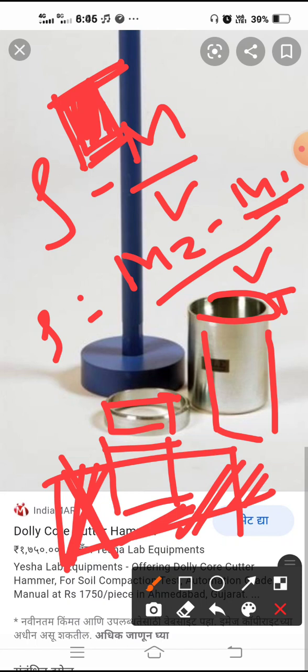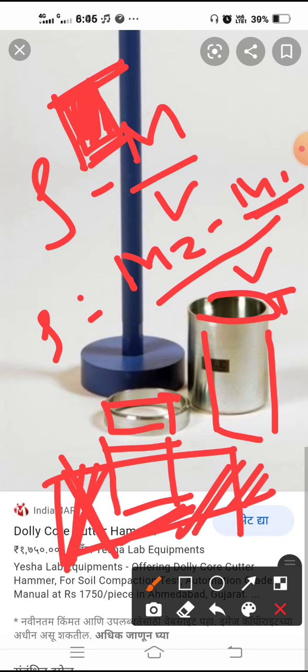So m2 minus m1. Why? Lastly, I explained why I am using this formula, m2 minus m1, because we want only the weight or mass of the soil sample. So we have the weight, or we can call it the mass, of soil sample plus core cutter.